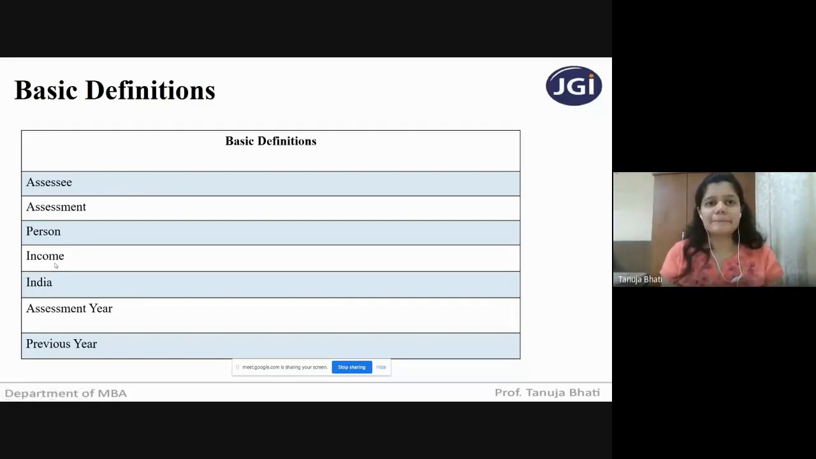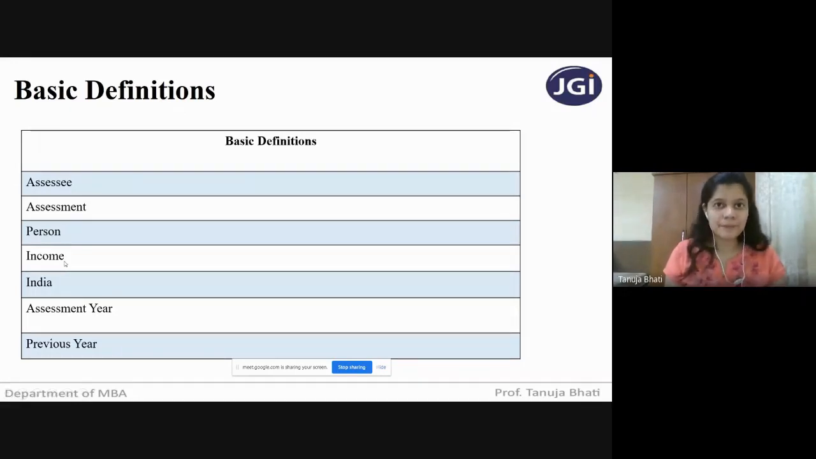Next, income. What do you mean by income? See, in income tax, income does not have a proper definition. That means income can be anything which a person is going to receive or has received. So income is an inclusive definition. It is not an exhaustive definition. Exhaustive means a particular definition is given and that is it. But income can include anything. That is why it is an inclusive definition.